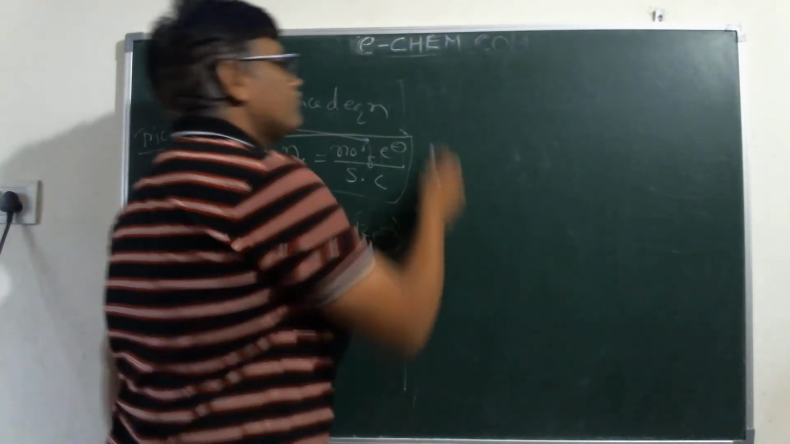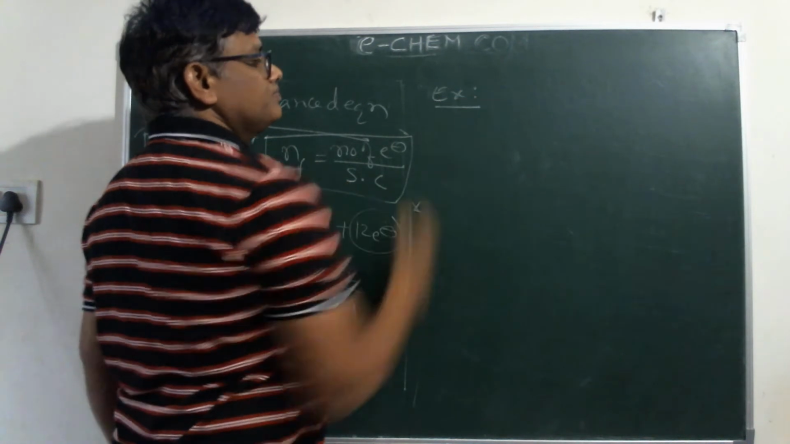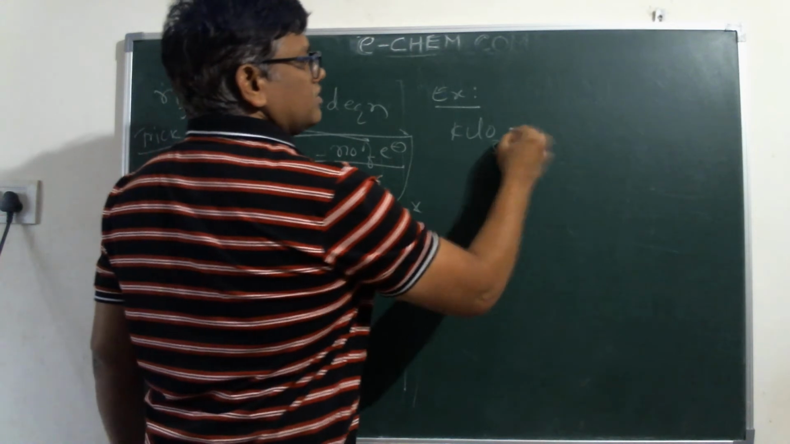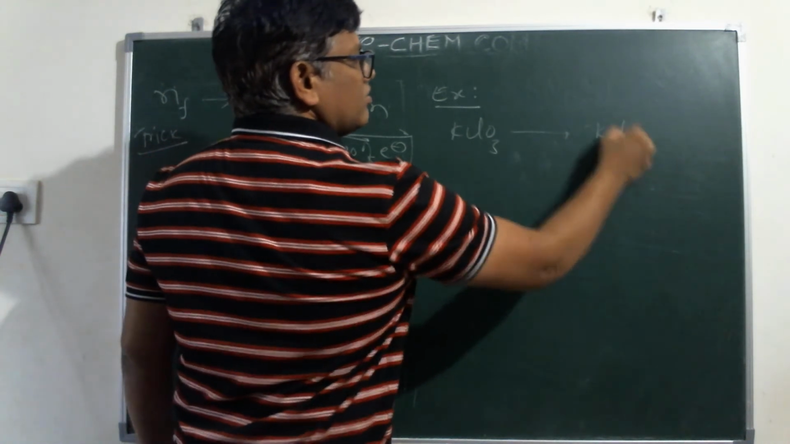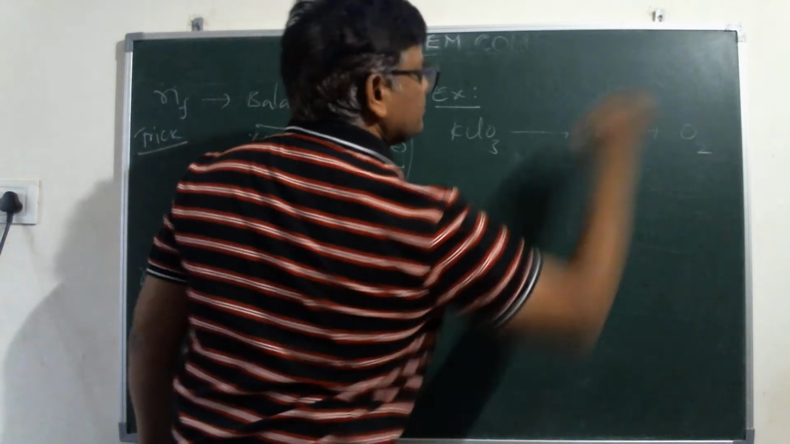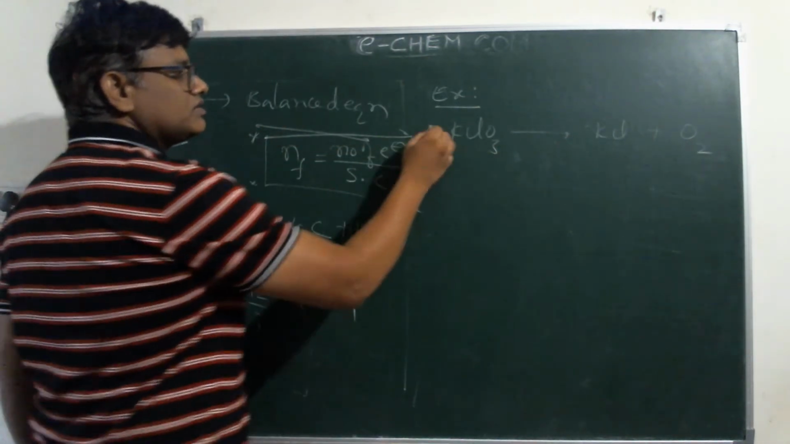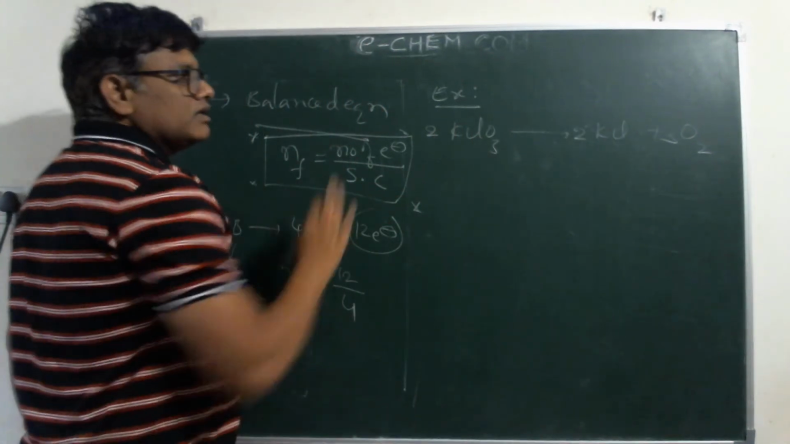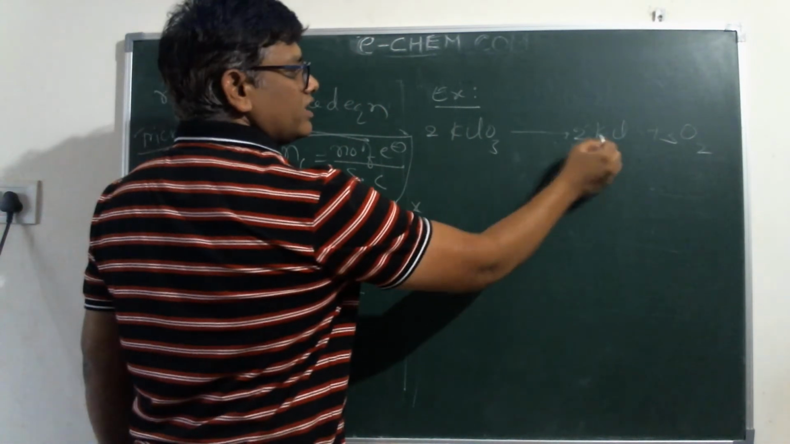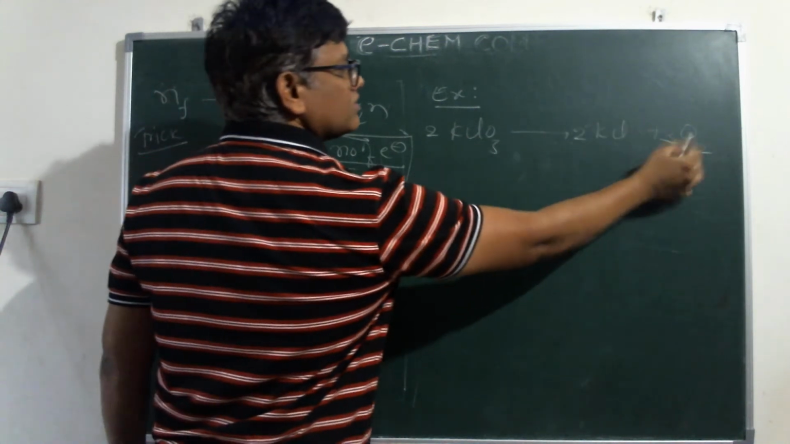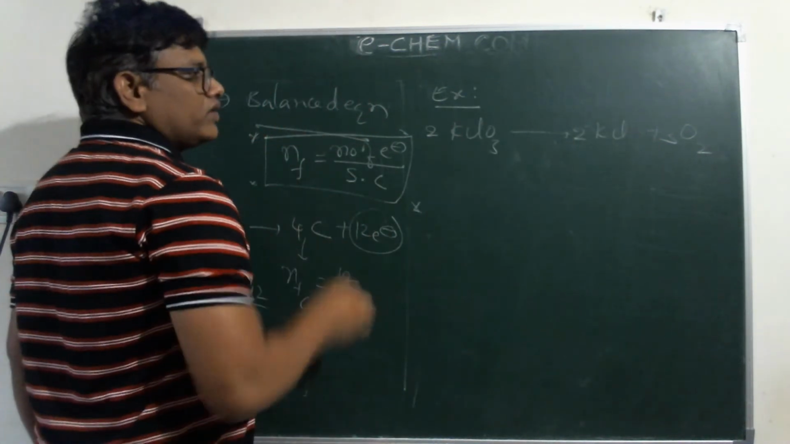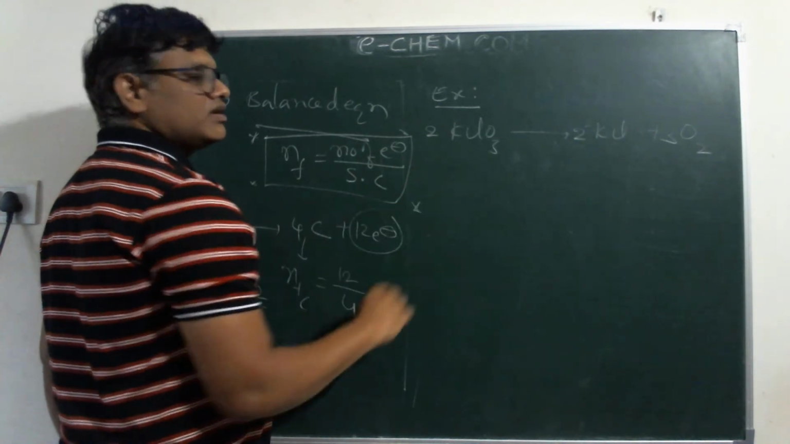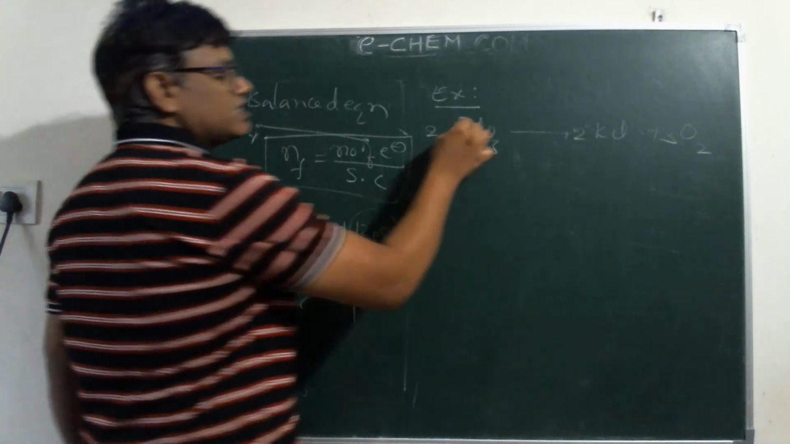For example, I am taking the same reaction: KClO3 gives KCl plus O2. I am balancing this equation: 2 moles, 2 moles and 3 moles. This is a balanced equation. In this case, I want to find the N factor of KCl, KClO3 and oxygen. To calculate the N factors for each and every component, I want to know the total number of electrons involved in the reaction. So let's find this out.